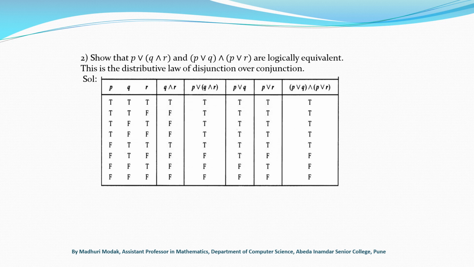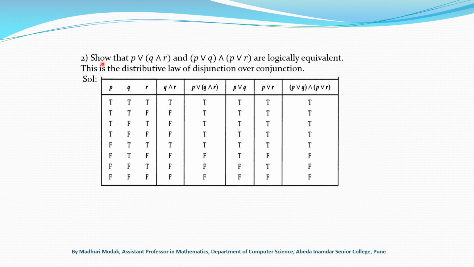Now, the next is P or (Q and R), and second is (P or Q) and (P or R). These are logically equivalent. So this is the distributive law of disjunction over conjunction. Now, as there are three variables P, Q, R, the truth table contains 8 rows.